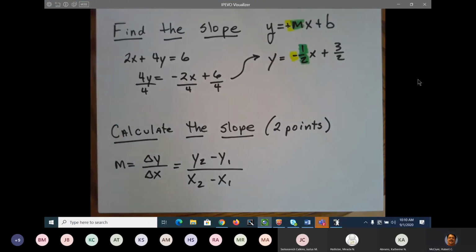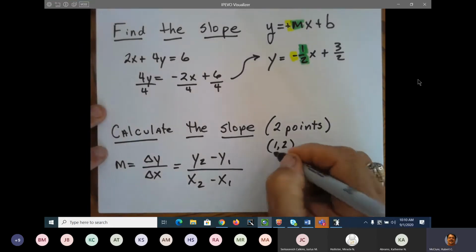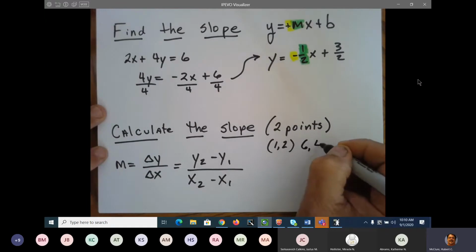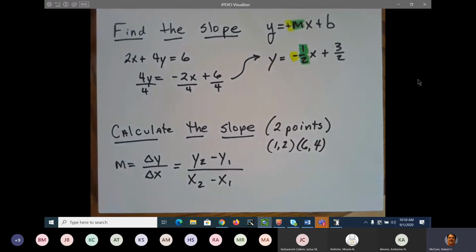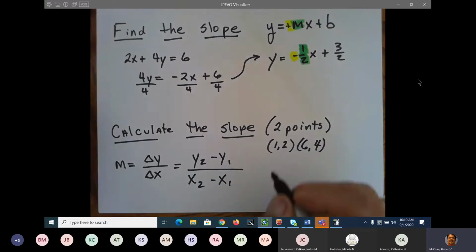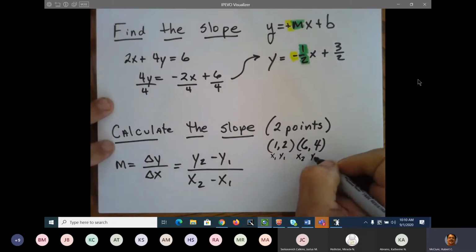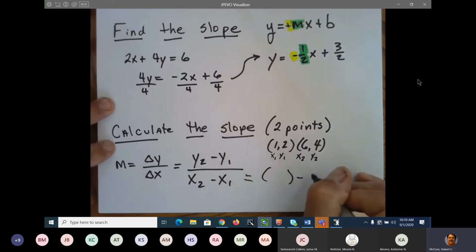Okay. So if I do give you 2 points, (1, 2) and (6, 4), I give you 2 points. We read from left to right. X sub 1, Y sub 1. X sub 2, Y sub 2. Plug and chug. Parentheses minus parentheses over parentheses minus parentheses.